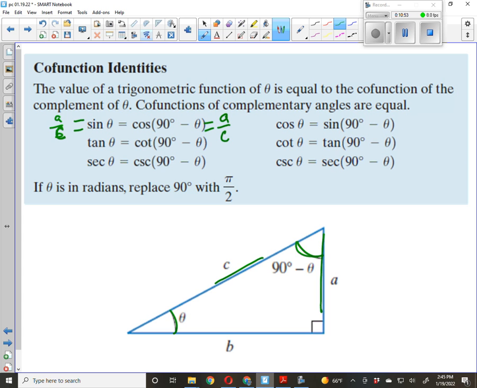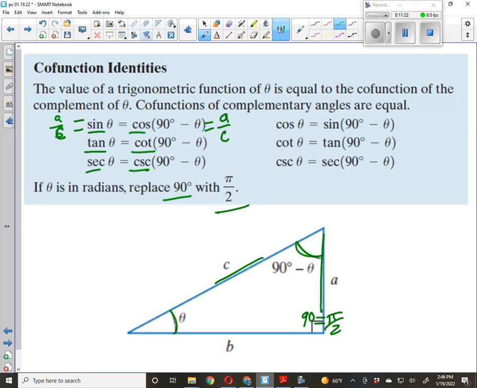So looking at different angles using the different cofunctions, you'll notice sine and cosine go together. Tangent and cotangent. Secant and cosecant. So they're always the cofunctions, pretty easy to identify. And it doesn't matter whether it's 90 degrees or pi over 2 down here, right? 90 or pi over 2.